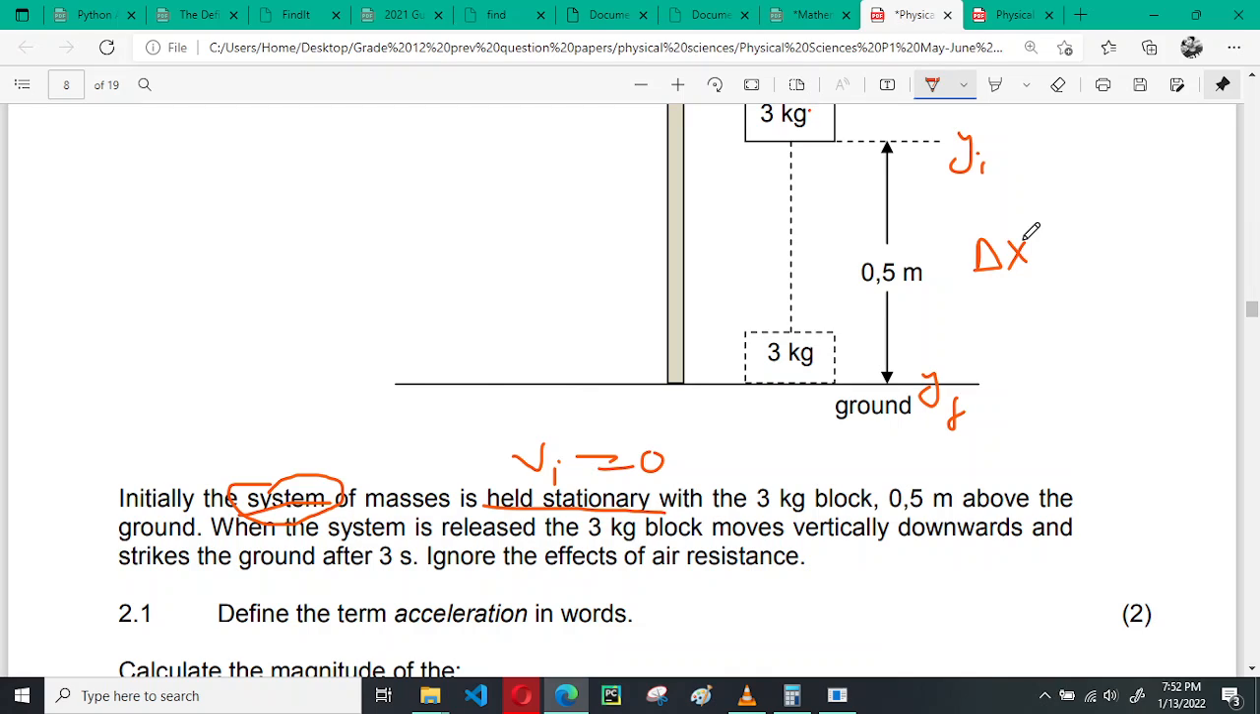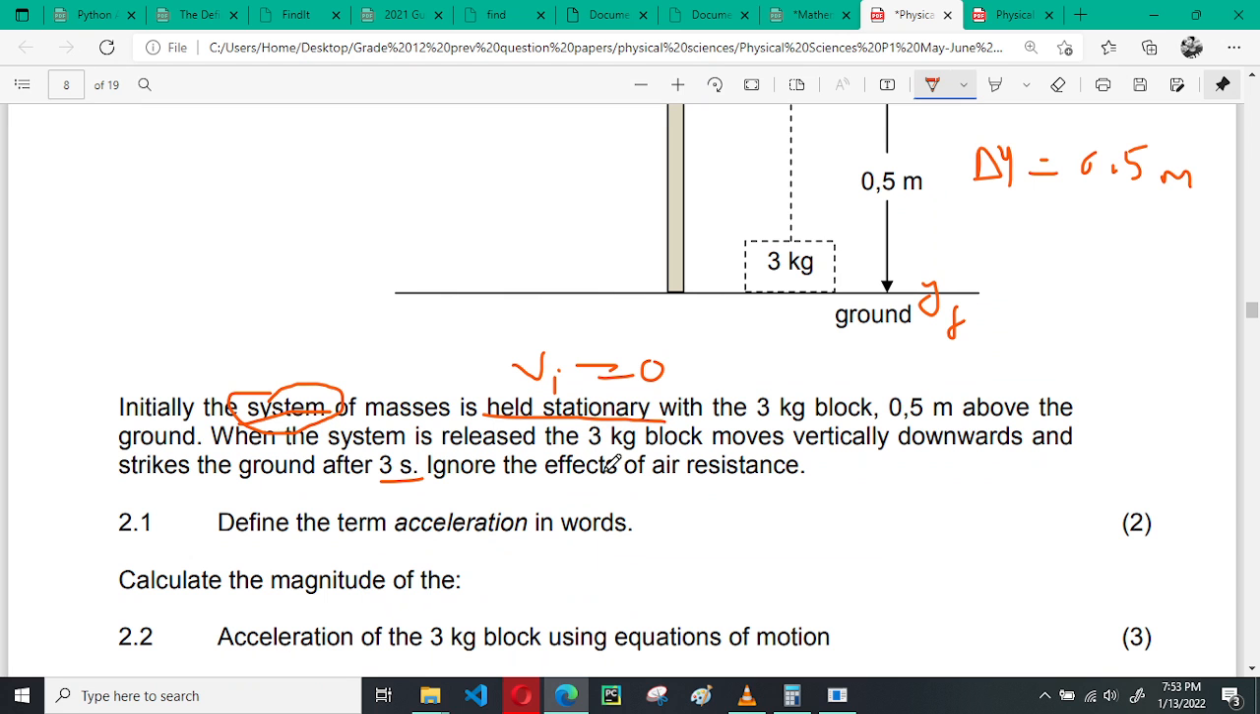The next thing: when the system is released, the 3 kg block moves vertically downwards, so it moves in this pattern, and hits the ground after 3 seconds. 3 seconds is our time. Ignore the effects of air resistance. That means we're not going to include air friction. Air friction is going to be disregarded.